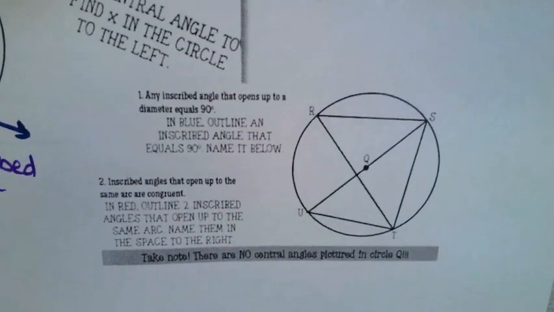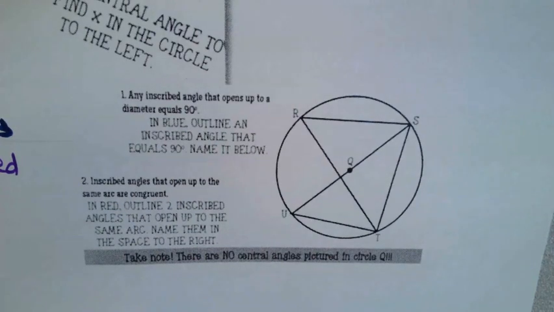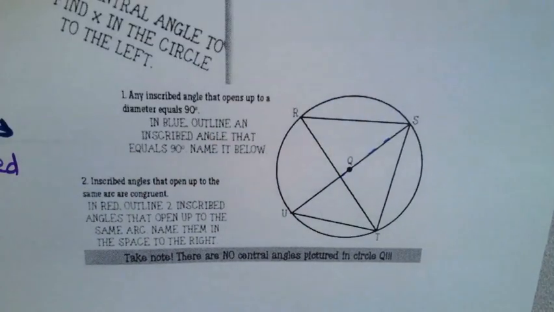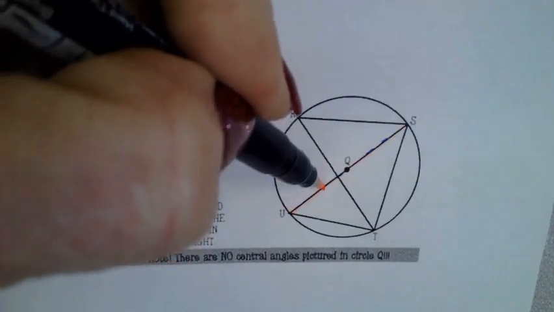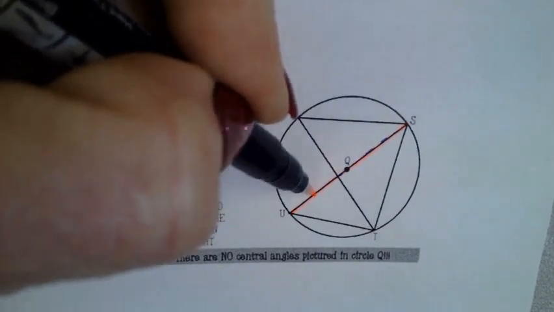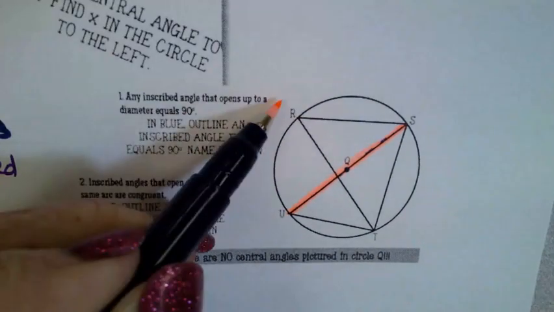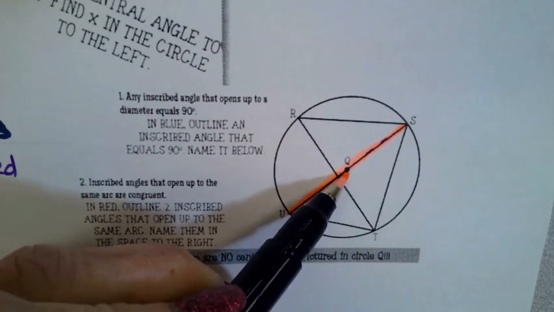Over here, this problem says, any inscribed angle that opens up to a diameter equals 90 degrees. In blue, outline an inscribed angle that equals 90 degrees. So the only diameter we have showing here is this one right here. I'm going to go ahead and highlight it, because this is the only line that's going through the center. Now, RT does go across the circle, but since it's not going through the center, it's not a diameter.